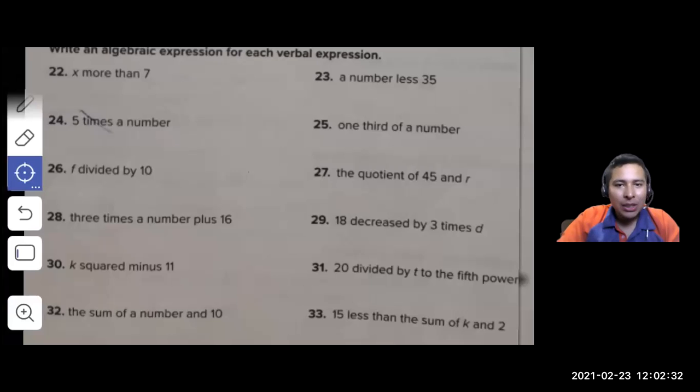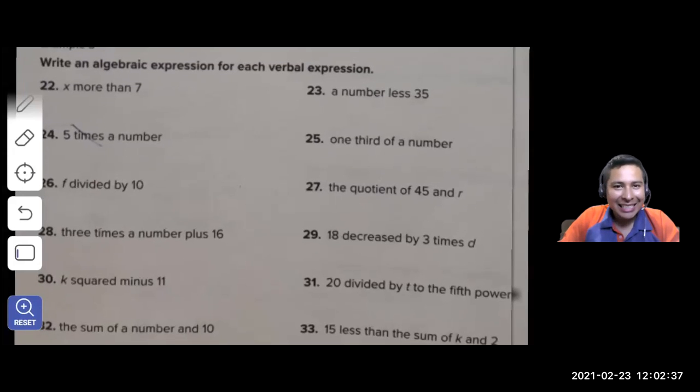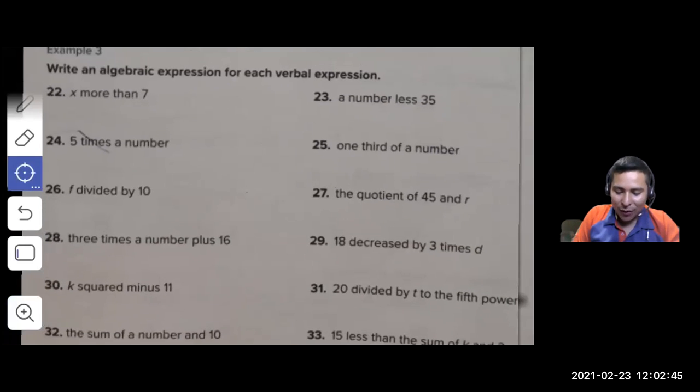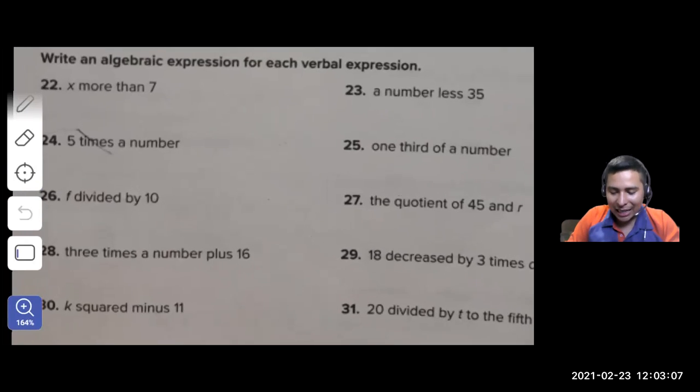Okay, on your book, guys, you can work on this. We are going to translate exactly like the example that I gave to you. Translate "I love apples" into Spanish. Now you are going to translate this from English into a verbal expression. Write an algebraic expression for each verbal expression. This is in English. Now I need you to translate this into a mathematical expression, an algebraic expression. An algebraic expression, guys, is exactly what I explained: something with a variable and so on. Let's focus on this.